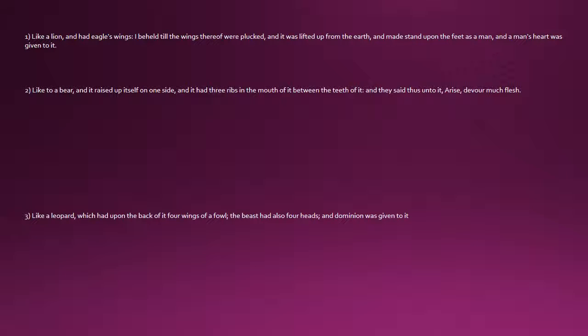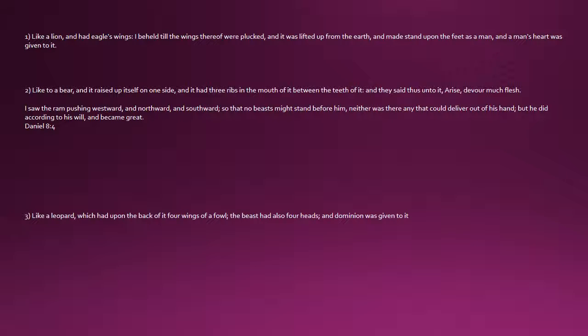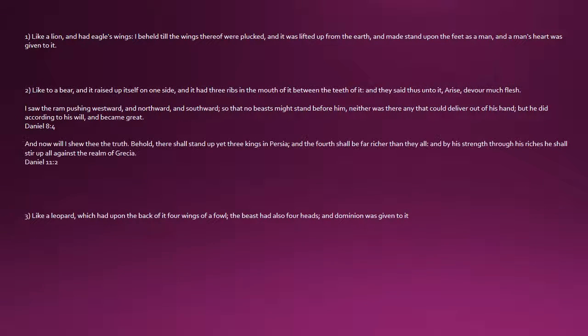Well, Beast 2 and 3 are identified for us. Beast 2 is the one like a bear that is going to devour much flesh. It is ready to attack and trample. "I saw the ram pushing westward and northward and southward so that no beast might stand before him, neither was there any that could deliver out of his hand. But he did according to his will and became great. And now will I show thee the truth."